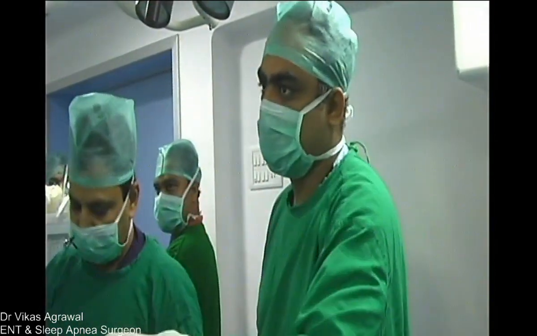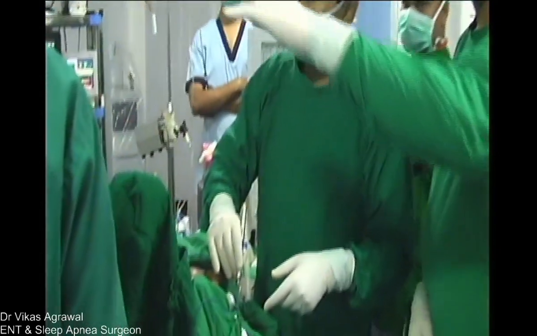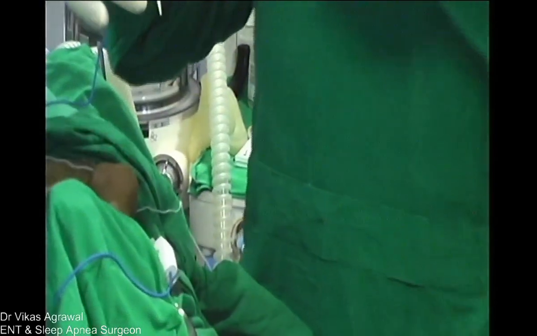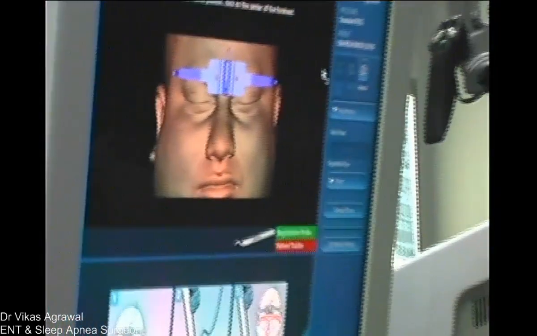So can we have it on the navigation device? Setting up equipment again. Okay, Sunil, can you show the navigation once? Okay, so this is the navigation system. We have already put this.